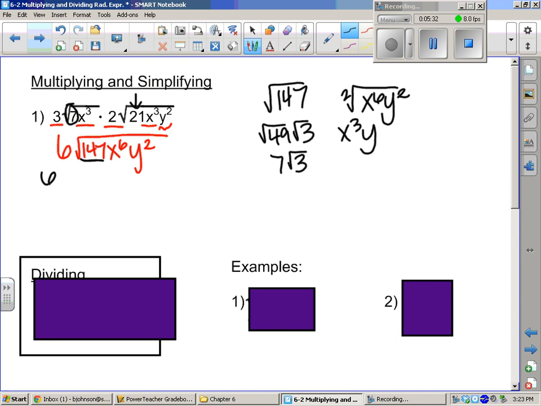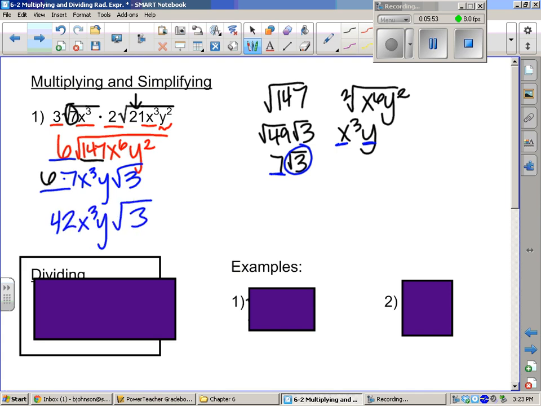So let's reorganize our stuff. I have a 6 from the outside. That was already there. I'm bringing this 7 on the outside. These guys are on the outside, x to the 3rd and y. And then the only thing trapped on the inside is the square root of 3. Last thing I should do is put those together. So 42 on the outside, x to the 3rd y, square root of 3. And we probably should put it alphabetically too, so we all have the same answer.